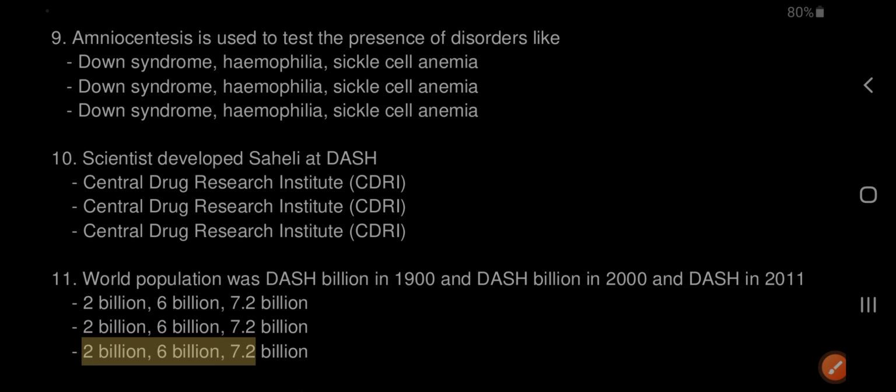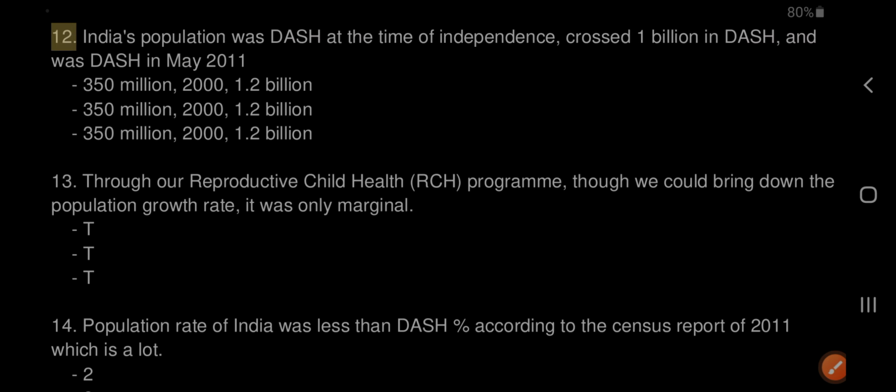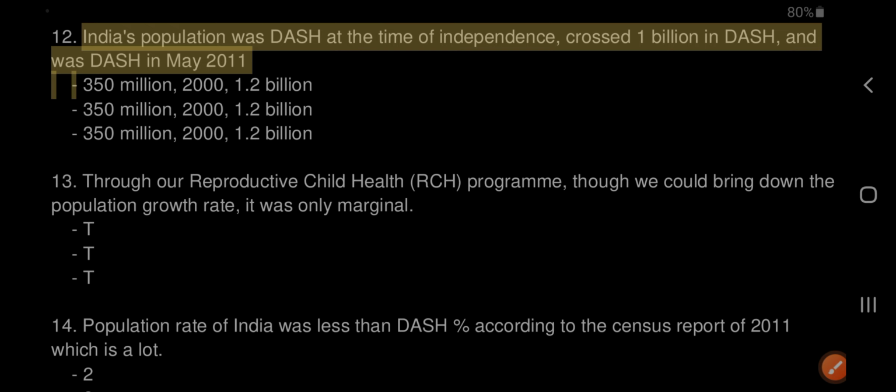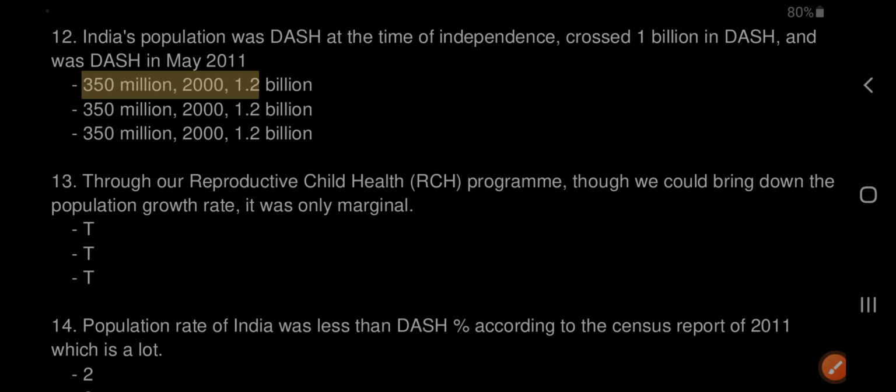12. India's population was 350 million at the time of independence, crossed 1 billion in 2000, and was 1.2 billion in May 2011.